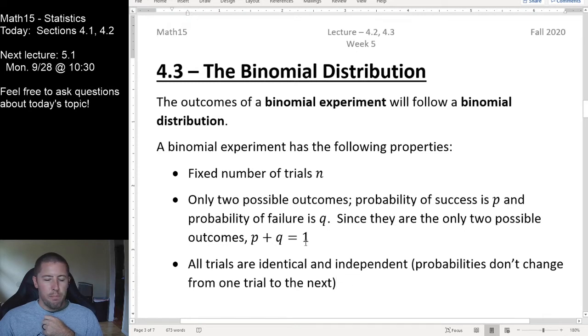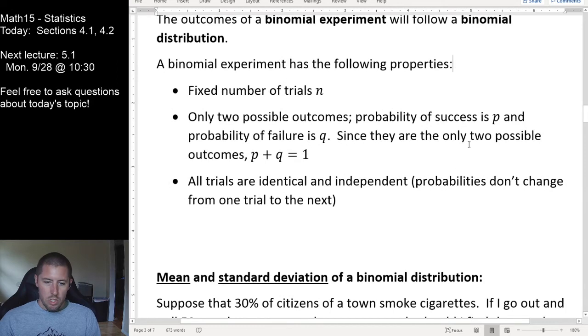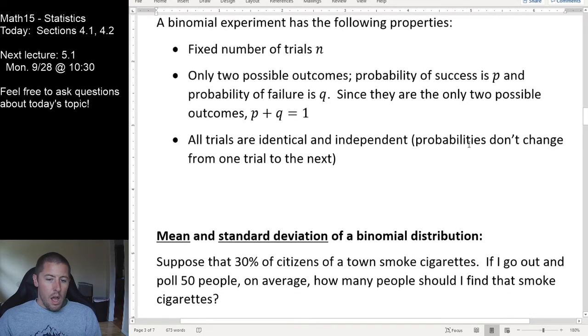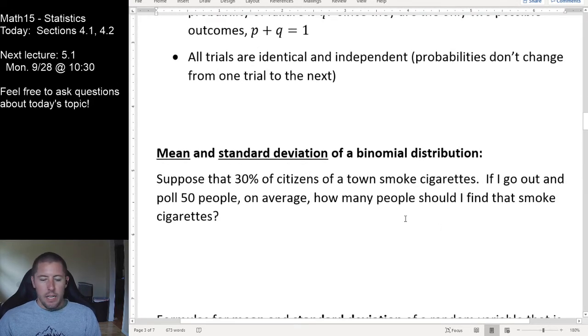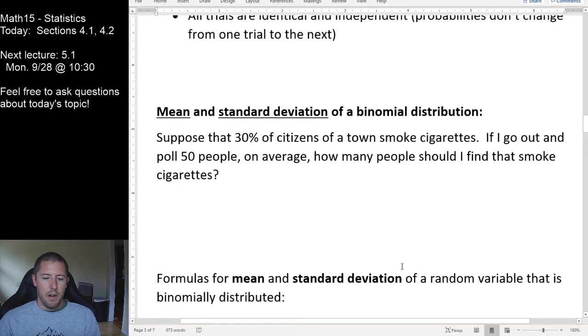If you pass all three of these tests, if you agree with all three of these rules, then the experiment that you're performing is known as a binomial experiment, and the results of your experiment will follow what we call a binomial distribution. Since this is a probability distribution for a variable, it's very typical that we want to identify the mean and the standard deviation associated with that variable. So let's go ahead and look at this. One of these is sort of obvious, one of them is not. Let's set up some formulas for these.